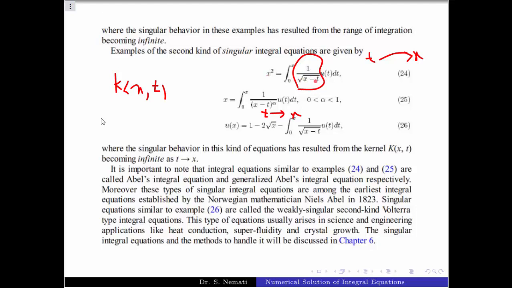In equation number 24 and equation number 25, we have first kind singular integral equations because we don't have the function u outside the integral sign. But in the last example, equation number 26, you can see that the unknown function u can be seen outside and inside the integral sign. And also you can see that here the kernel once again takes the value infinity when t approaches x.